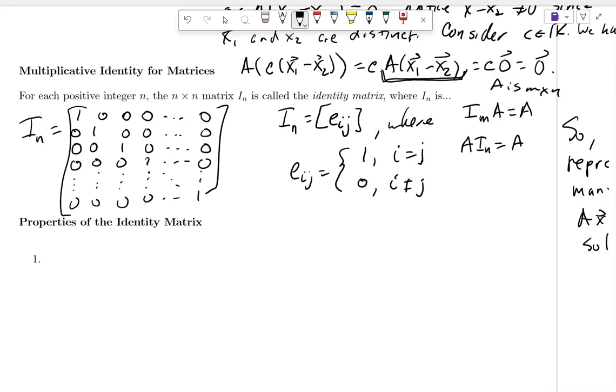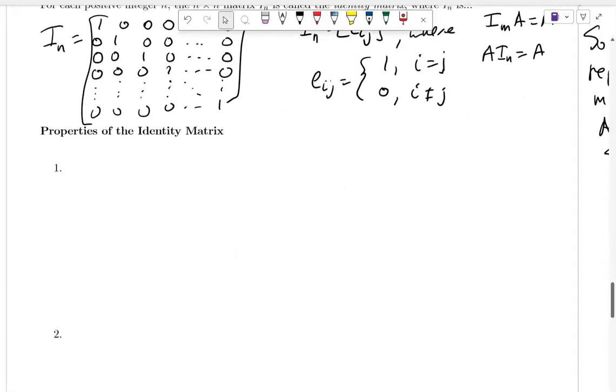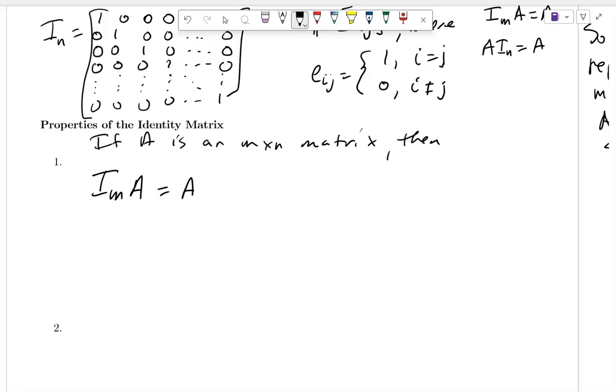I've already mentioned part of the properties that we have here. So, pardon me, I'll write them down here where I've got them listed out separately. So, again, let's suppose A is an M by N matrix. Then if I multiply on the left by I_M, I get A. And if we multiply on the right by I_N, I get A.